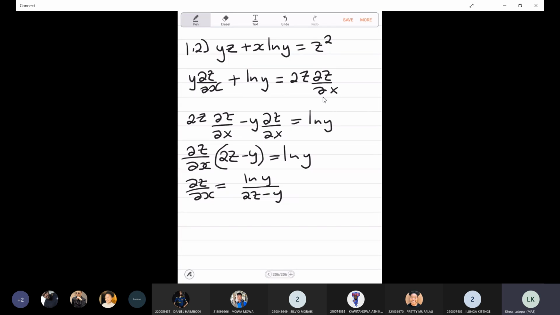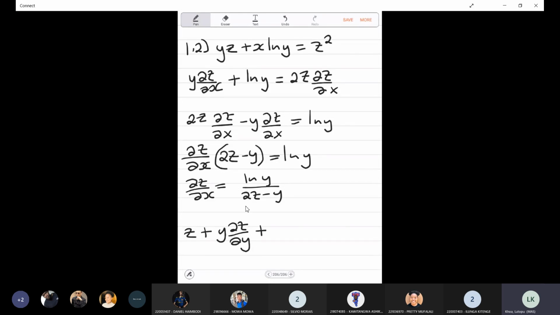Okay, and then we do the same thing to get dz/dy. Here, when we're differentiating with respect to y, we have to use the product rule over here because y is a function of y and z is also a function of y. So for dz/dy, the derivative of y is 1, then we multiply that by z the way it is, and then y as it is multiplied by the derivative of z with respect to y. So here, this is just the product rule.